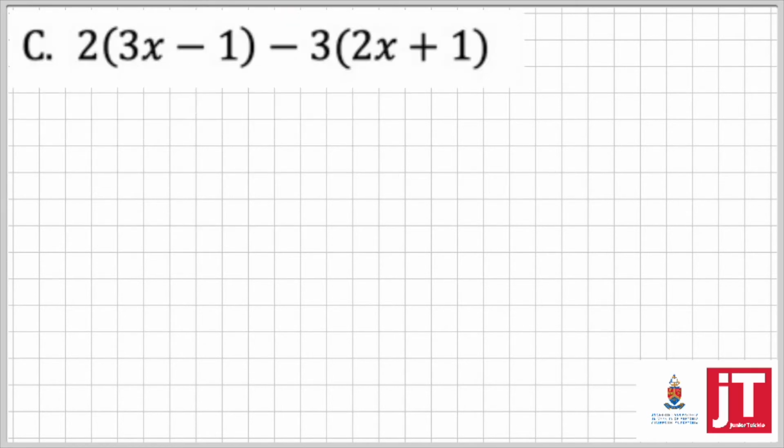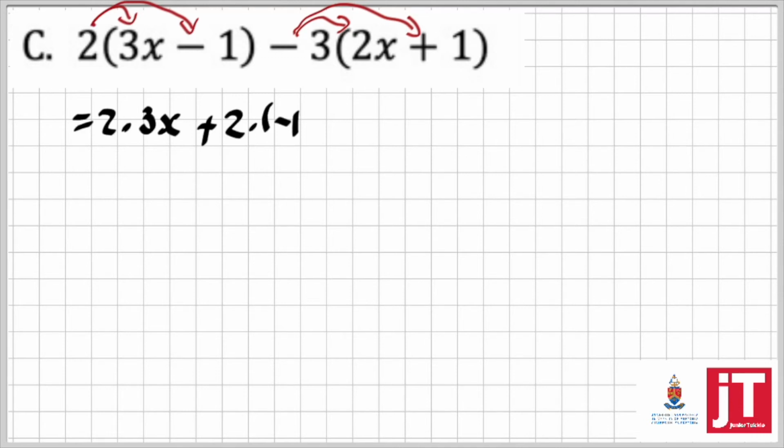If I look at C, I would love to simplify, but I can't do that while there are brackets. So I've got to first get rid of the brackets. So to get rid of the brackets, I'm going to distribute the 2 in. And I'm going to distribute the negative 3 in. So I'm going to say 2 times 3x plus 2 times negative 1.